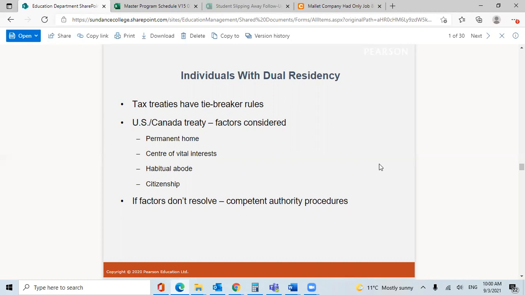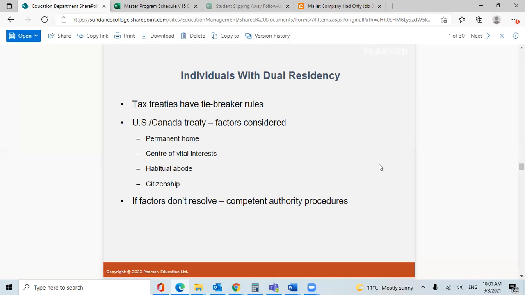Now, the Canada-US tax treaty resolves the dual residence problem, and they have figured out 4 different factors to be considered. If the person is working in the United States and Canada, then the tiebreaker rules apply. These factors apply in the following order, which means you always take a look at permanent home first. If the individual has a permanent home available in only one country, the individual will be considered a resident of that country. So always take a look at permanent home.